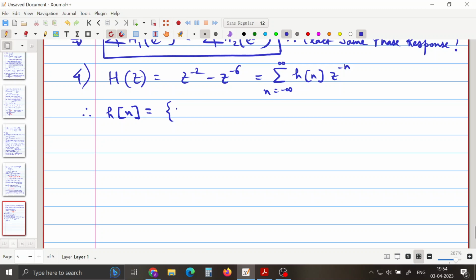So the coefficient is 1. I am starting at n equals 2. Then for n equals 3 it is 0, n equals 4 is 0, n equals 5 is again 0, and finally for n equals 6 I again have a 1.